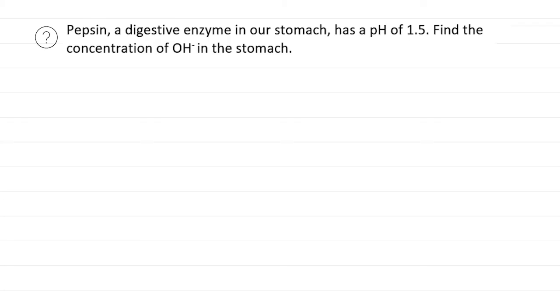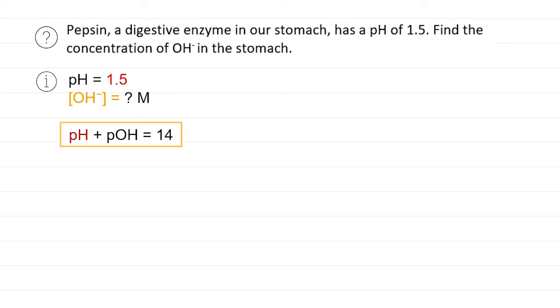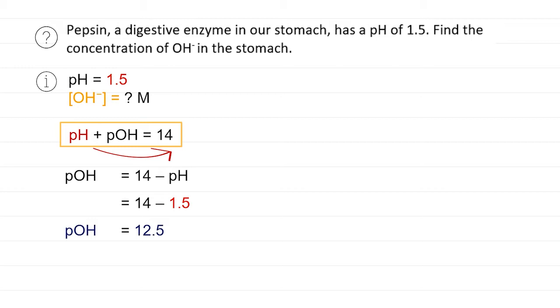So we are going to look at the question. The question is: pepsin, a digestive enzyme in our stomach, has a pH of 1.5. Find the concentration of hydroxide ion in the stomach. We know the pH is 1.5 and we need to find the concentration of hydroxide ion. Based on the formula pH plus pOH equals 14, we can find the pOH by subtracting pH from 14. Substituting the value of pH, we get the pOH, which is 12.5.